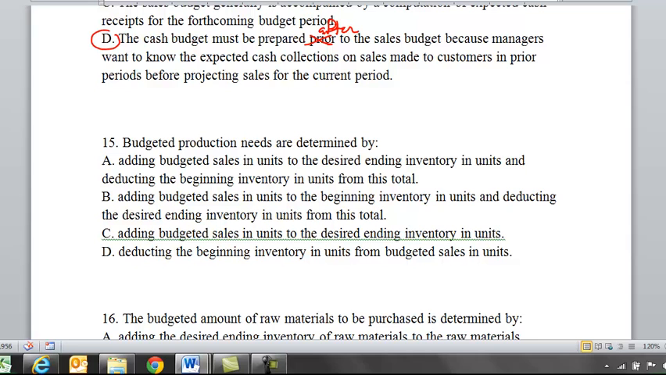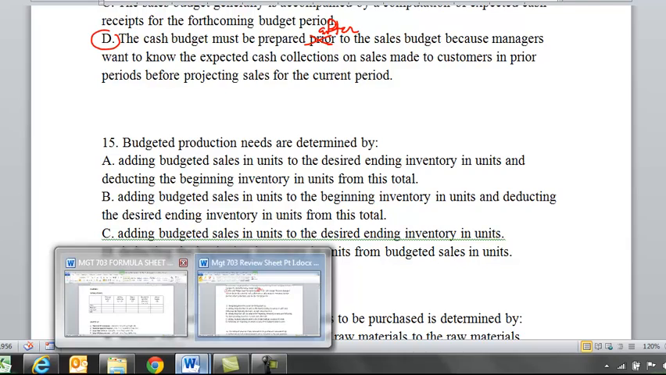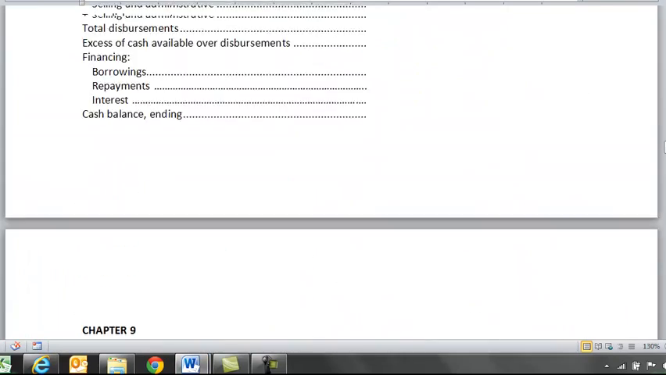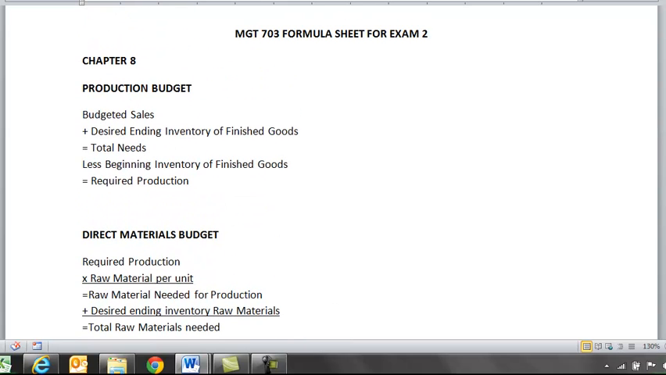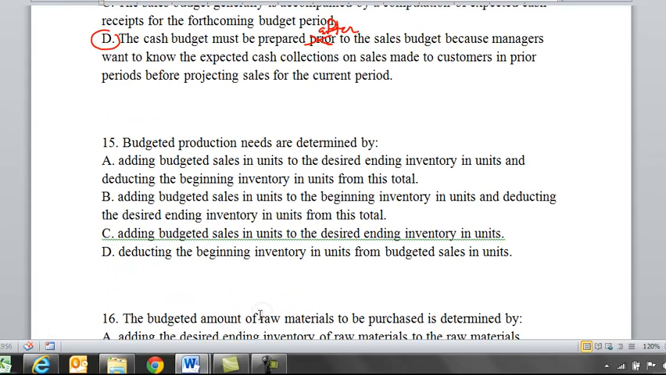15. Budgeted production needs are determined by. So here, we're going to go to the formula sheet. Go back to the information. And you can see here, it's budgeted sales plus desired ending inventory less beginning. So which one says that? And if we look at it, it says adding budgeted sales in units to the desired ending and deducting beginning. It's exactly what the formula sheet says.